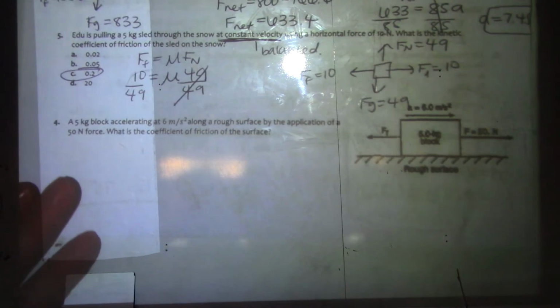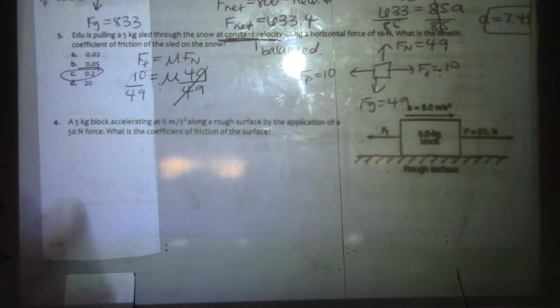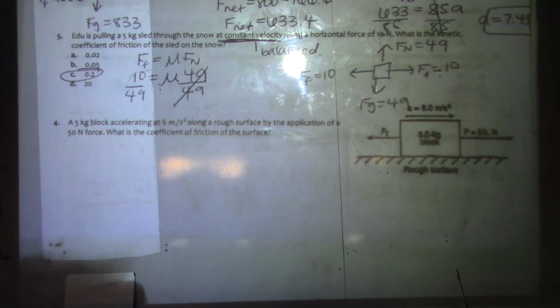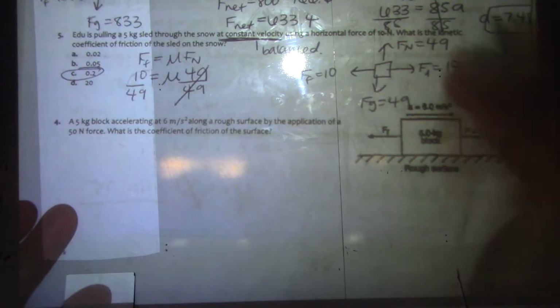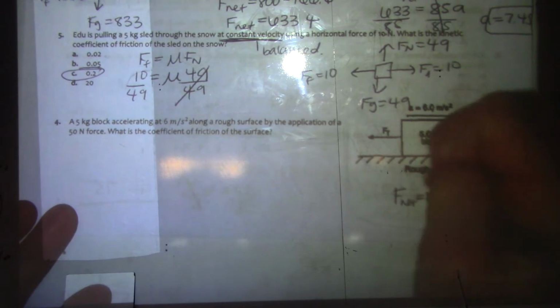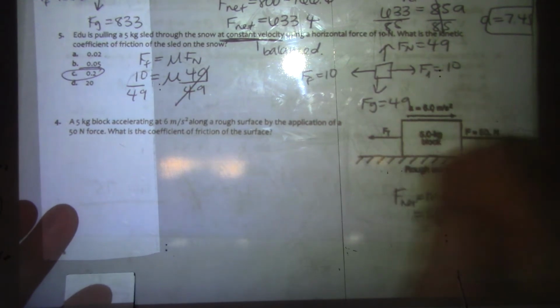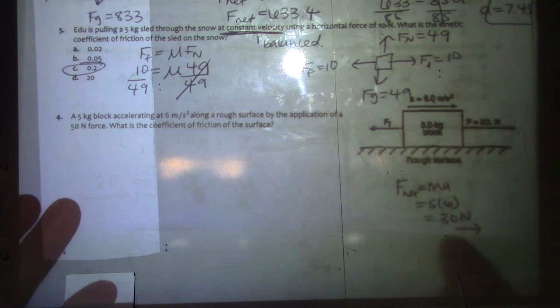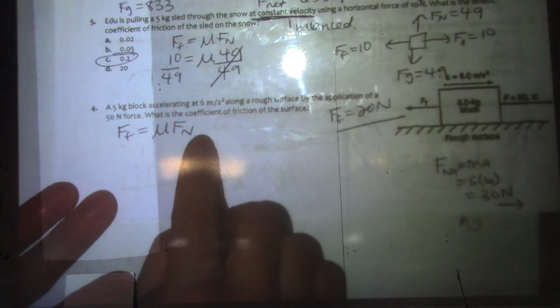A 5 kilogram block is accelerating at 6 meters per second squared on a rough surface by an application of a 50 Newton force. What is the coefficient of friction? So this is very similar to number 3. I have the acceleration, so I'm going to find my net force equals ma, 5 times 6. My net force is 30 newtons. And the acceleration's to the right, so my net force would be to the right. So if I have 50 newtons here and my net force is only 30, that must mean my force of friction is 20 newtons. And then we're looking for coefficient of friction, so we're looking for mu, which tells me to use the mu Fn relationship.